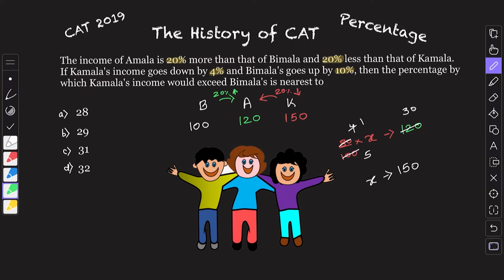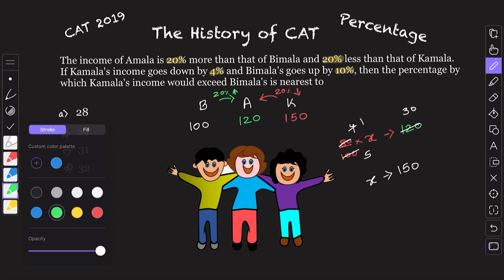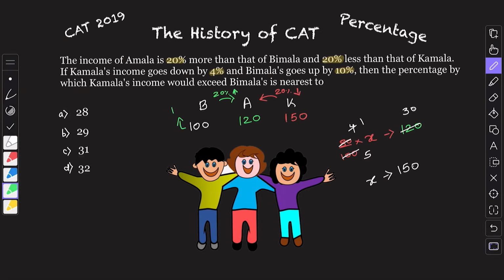Now what else is the condition that is given? If Kamla's income goes down by 4% and Bimla's income goes up by 10%. So Bimla's income goes up by 10%. What is 10% of 100? That is nothing but 10. So if you add 10 to that, this becomes 110. 110 is the new income of Bimla right now.